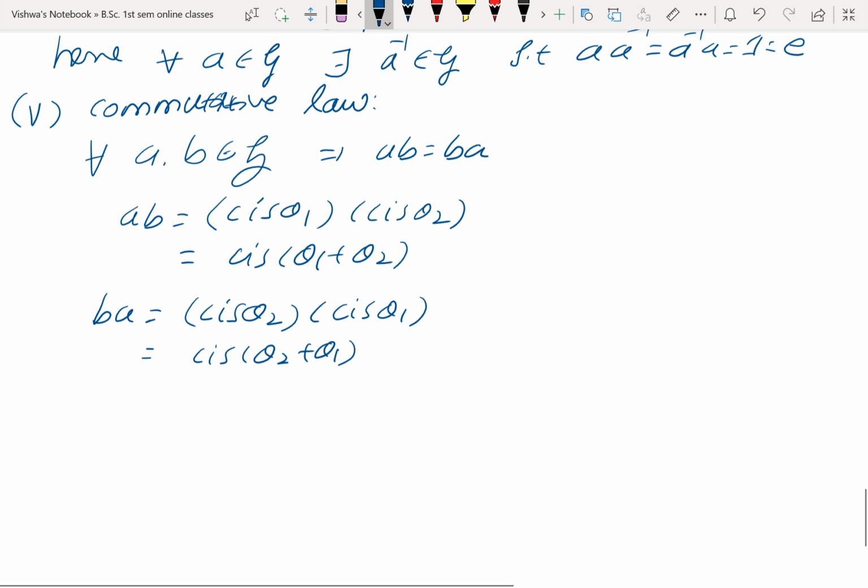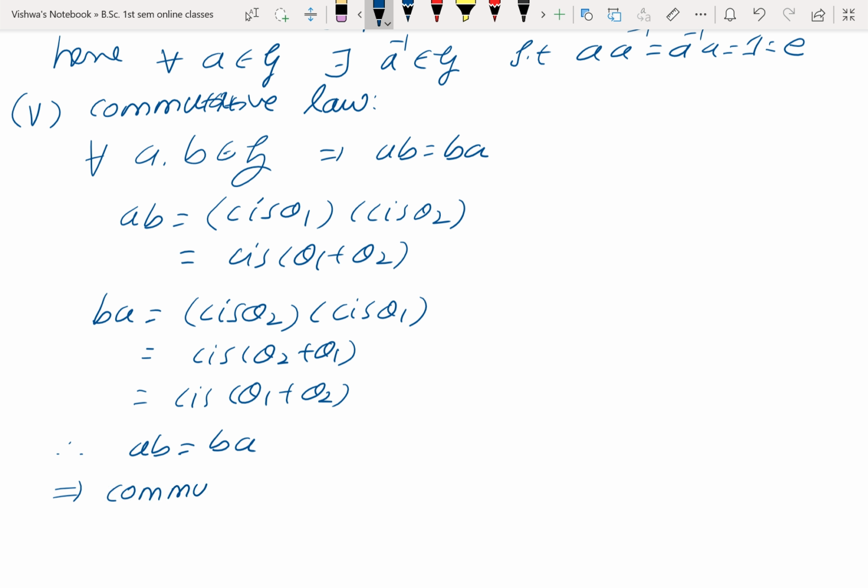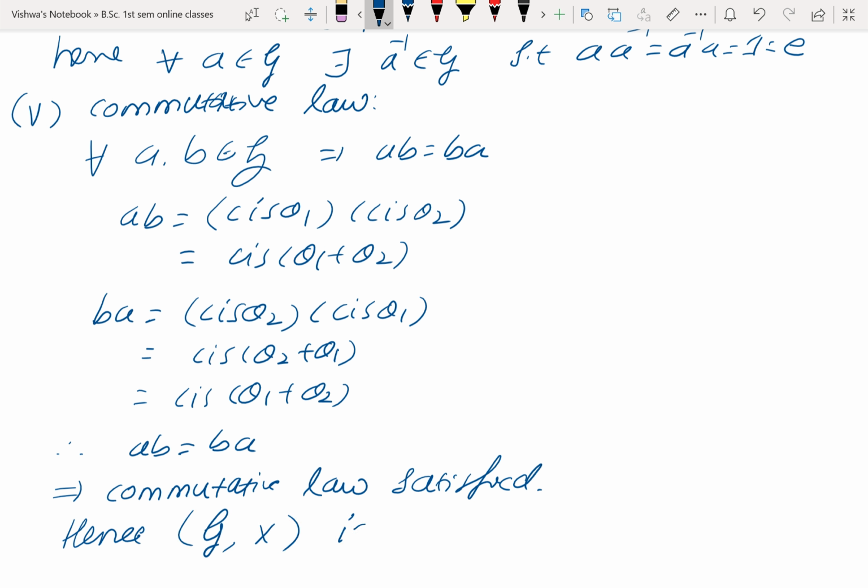And we know that addition is always commutative. Then this is cis theta 1 plus theta 2. Therefore AB is equal to BA. If AB is equal to BA, it implies commutative law satisfied. Hence the given set G along with multiplication is an abelian group.